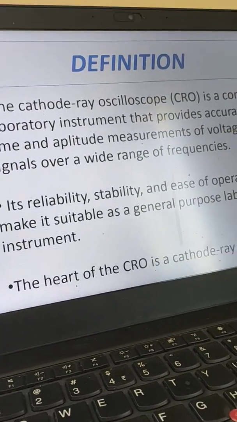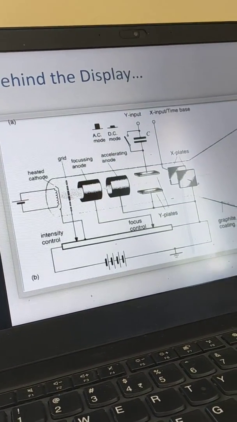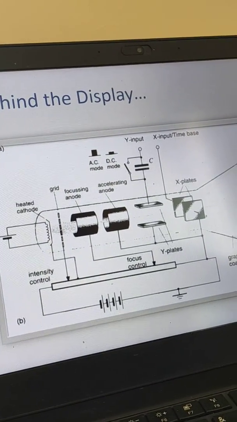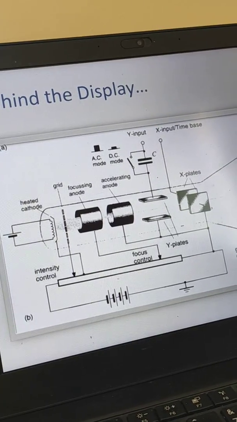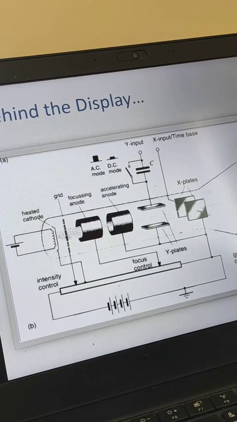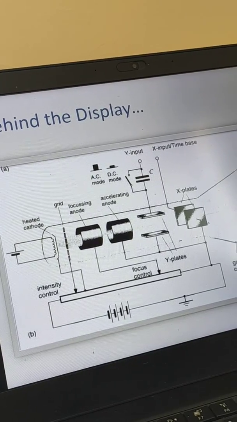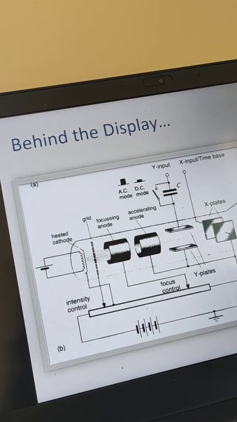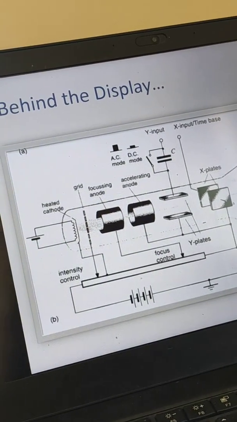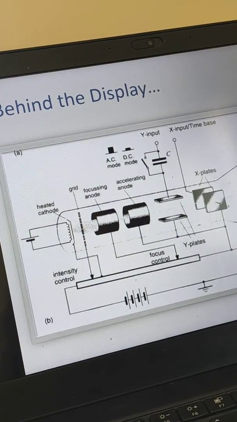So the heart of the CRO is the cathode ray tube. First of all we will see what is meant by cathode ray oscilloscope. This is the block diagram of a cathode ray oscilloscope that consists of heated cathode, intensity control, focusing anode, accelerating anode, focus control, Y plates, Y input, X plate, graphite coating, fluorescent screen. The input signal is applied to the vertical amplifier, and the output is applied through a delay line.